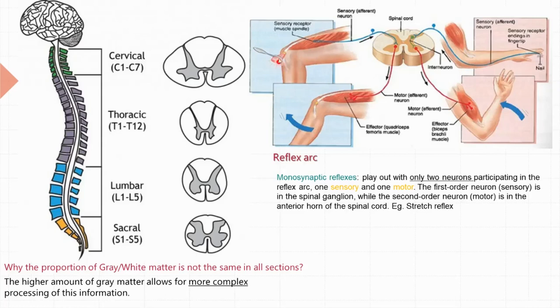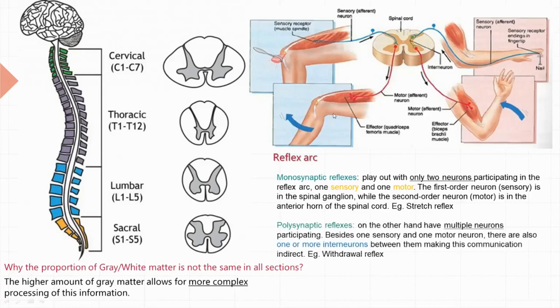So as you can see here, we give the stimulus with the hammer, it travels, and it meets the motor neuron in the spinal cord, and the motor neuron initiates the extension of the leg.